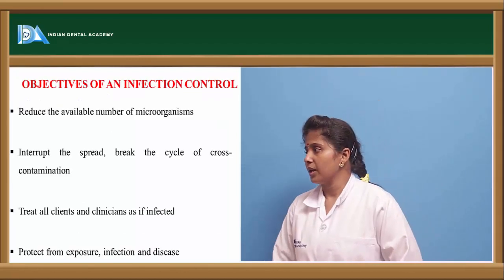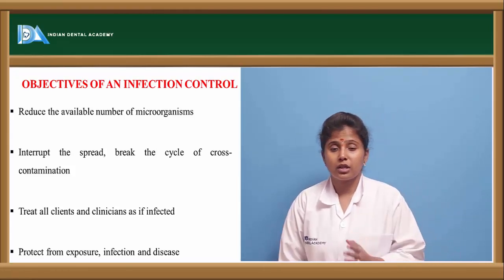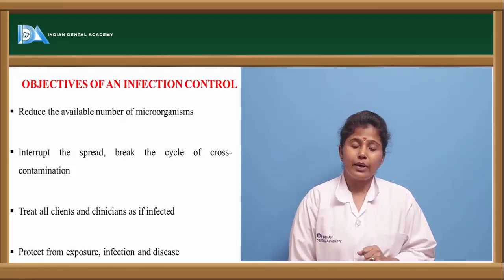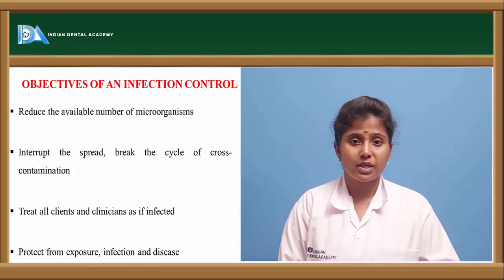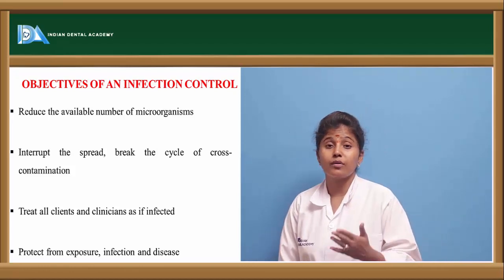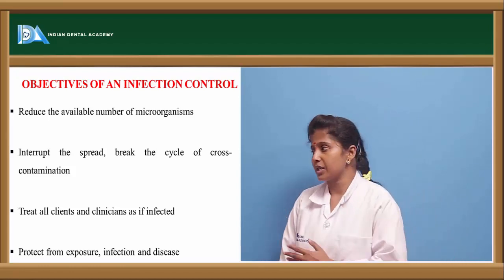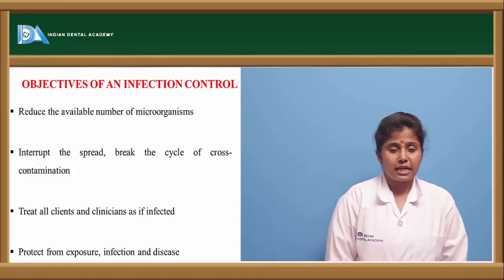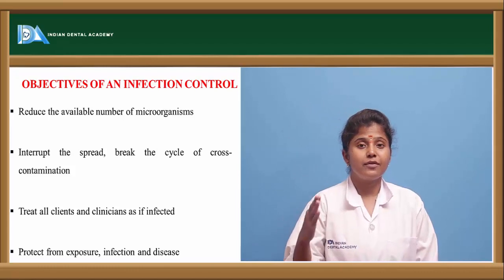and proper procedures can prevent the transmission of these infections. What are the objectives of infection control? Why is infection control needed exactly? To reduce the number of available microorganisms. If more microorganisms are there, we need to kill, destroy, or at least reduce them, or prevent their spread, interrupt the spread, and break the cycle of cross-contamination. We need to stop the contamination right there.